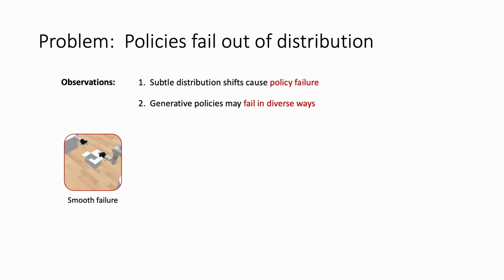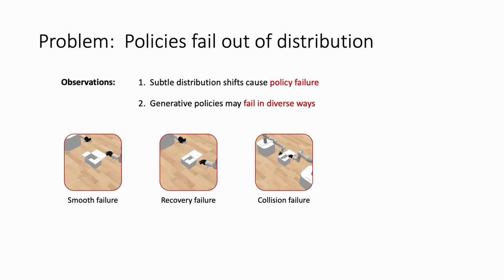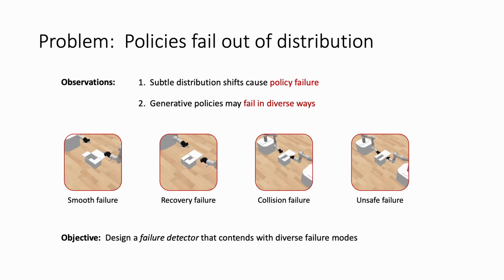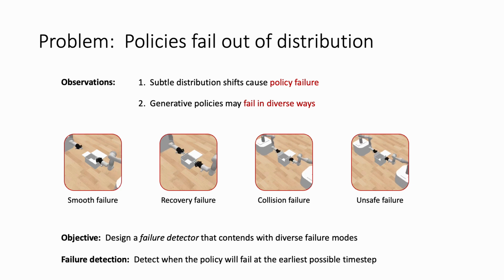Moreover, you observe that the generative policy fails not only in one way, but in several different ways. For example, it may fail smoothly or fail to recover from a wrong action. It could collide with the box or exhibit unsafe failing behavior. Therefore, the objective of this work is to design a failure detector that can catch diverse failure modes of learned generative policies. That is, we would like to detect in which trajectory a policy will fail at the earliest possible time step.